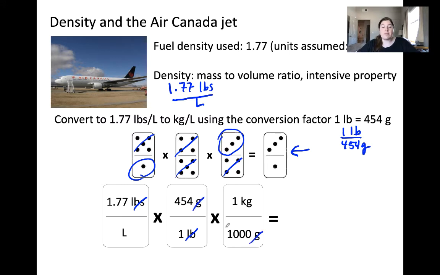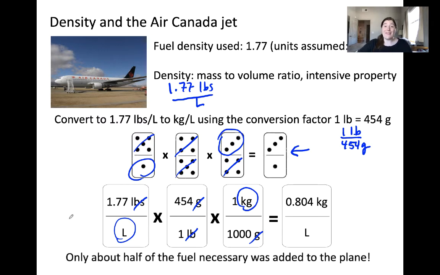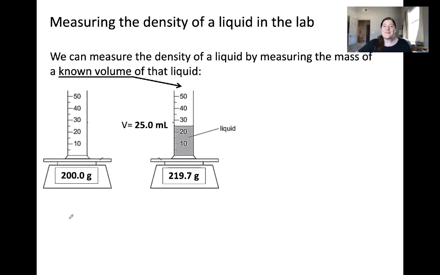Grams cancels with grams. To solve this problem, we'll multiply 1.77 times 454 and divide by 1,000. This gives us a value of 0.804 with units of kilograms in the numerator and liters in the denominator. What this means is that only about half of the fuel that was necessary was added to the plane. But don't worry, the plane made an emergency landing and no one got hurt. Still, this is a really important example of why unit conversion is a critical skill that we need to master.